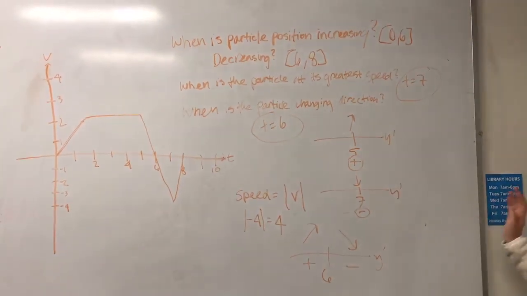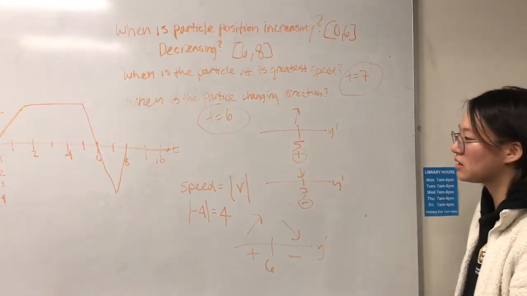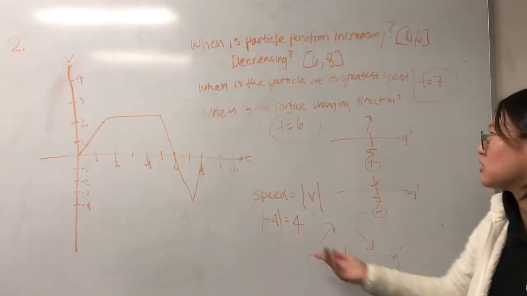And then it asks when is the particle at its greatest speed, and speed is the absolute value of velocity. So here the greatest value would be the absolute value of negative 4, which is just 4.